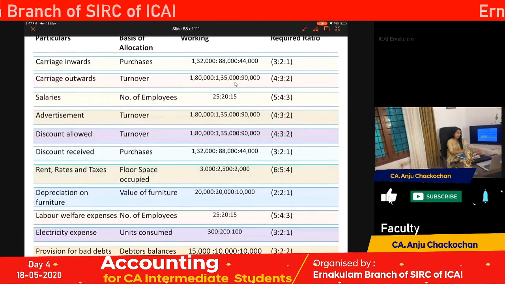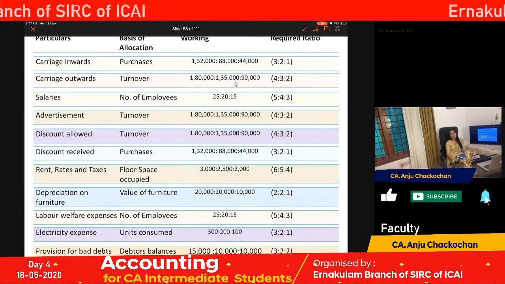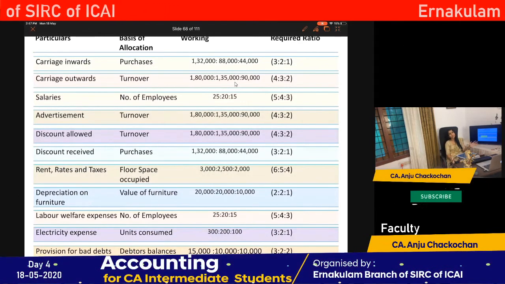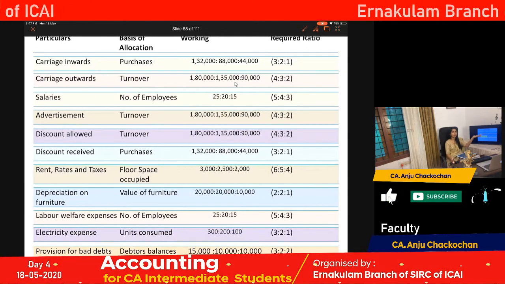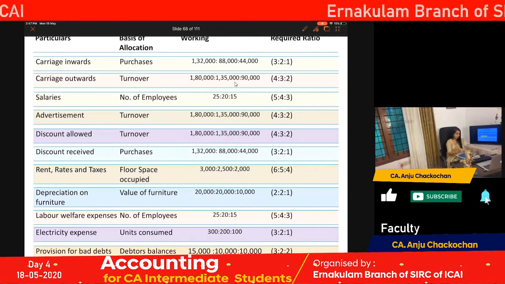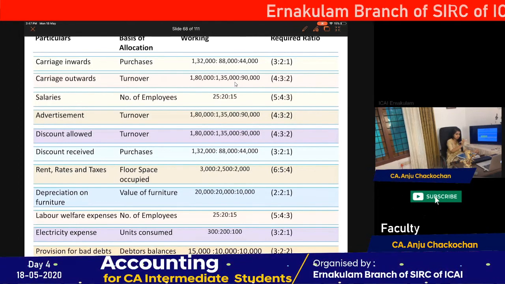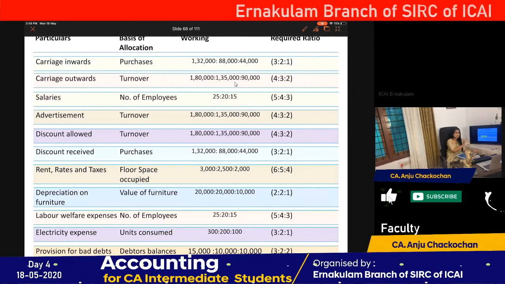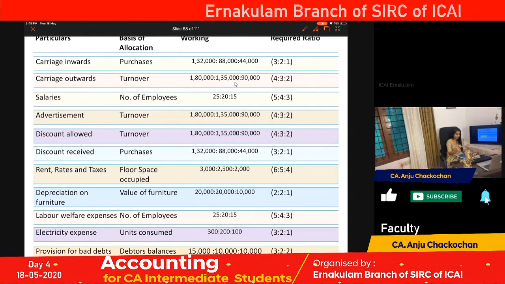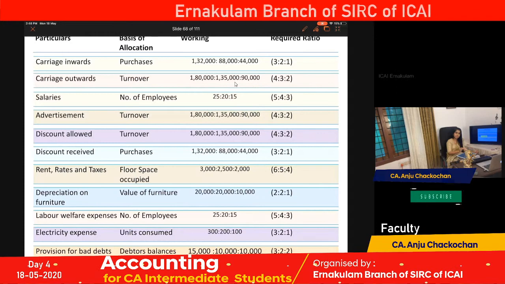Okay. Now salary, obviously, how do we allocate salary? It is definitely on the basis of number of employees. So how many employees do we have in each department? Okay, and on that basis you do the allocation. So it is 25:20:15. You just have to check the question. It is straight away given in the question as the ratio. Okay. So that is how we allocate the salaries.